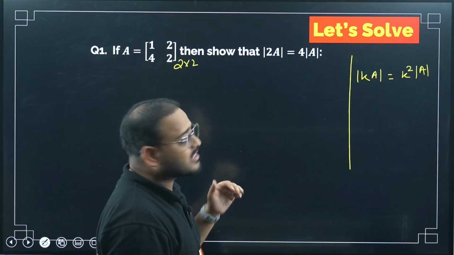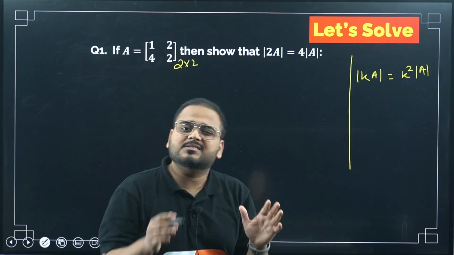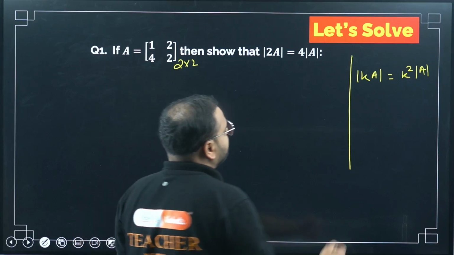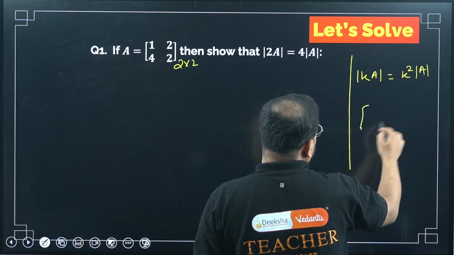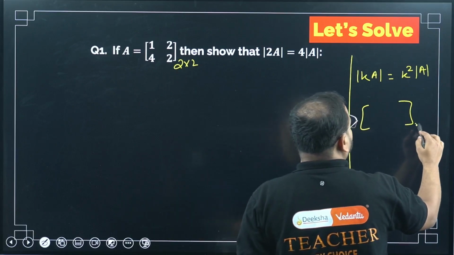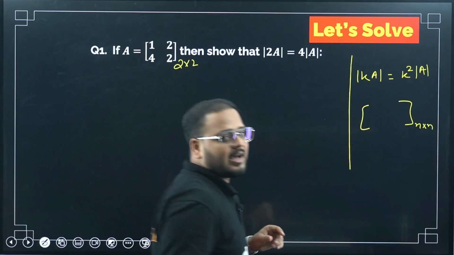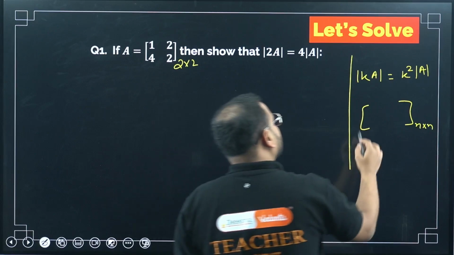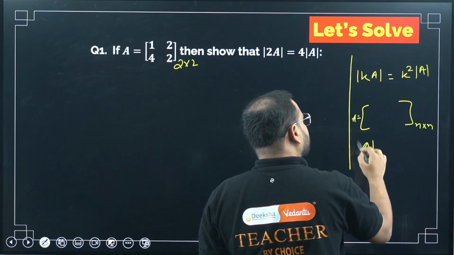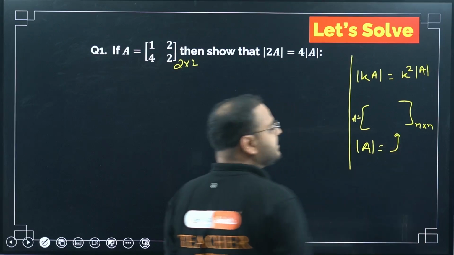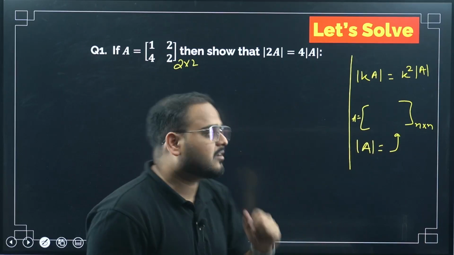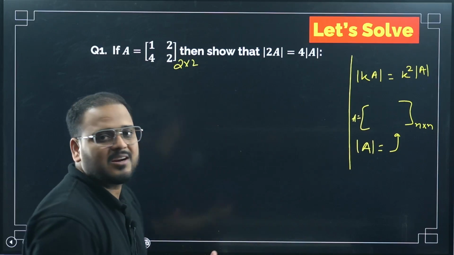So what is the determinant first? The determinant is the scalar value which is associated with any given square matrix. For a square matrix of n cross n, let's say this is matrix A, I can find a scalar value which will be defined like this. So basically it is a function which operates on a matrix to give its scalar value. That value is called the determinant.